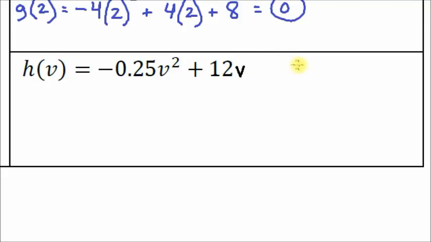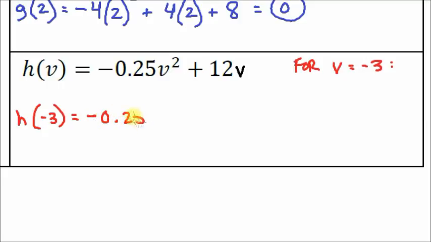All right, so let's take a look. How about, let's evaluate it for v is equal to, let's do a negative in this one. So negative 3. So now we have h of negative 3 is equal to negative 0.25. My v variable goes in parentheses plus 12 times negative 3. And again, you can see this might take you a few moments, especially if you struggle with these skills or struggled with them in previous years. It might take you a few moments to put this in your calculator.